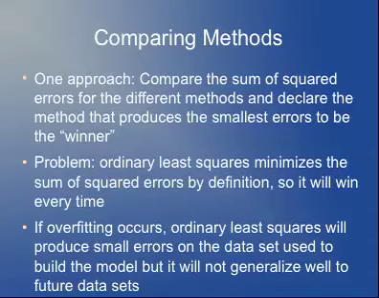Well, one approach that you might try is, we'll fit an ordinary least squares model to the data, we'll fit LASSO to the data, we'll fit ridge regression to the data, and we'll see which model gives the smallest error. Well, unfortunately, that doesn't work because by definition, ordinary least squares minimizes the sum of squared errors. So if you just look at the sum of squared errors on the data used to fit the model, ordinary least squares is going to win every single time because by definition, no other model can do better by that criterion.